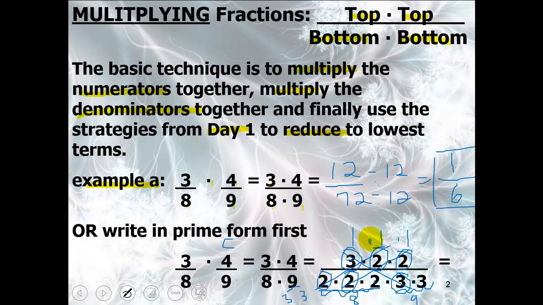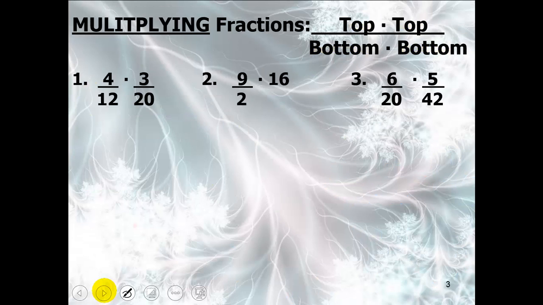And then, so 1 times 1 times 1 is 1. And then on the bottom, I have 2 times 3 is 6. And I get the same answer both ways. Good? All right. Let's try this technique on these examples. Let's do number 1 together.